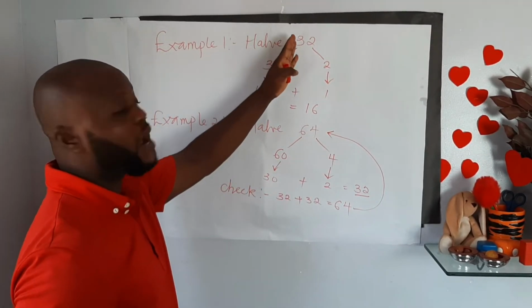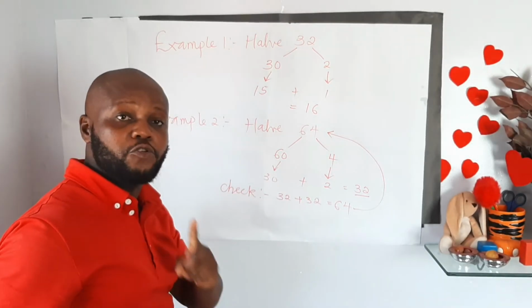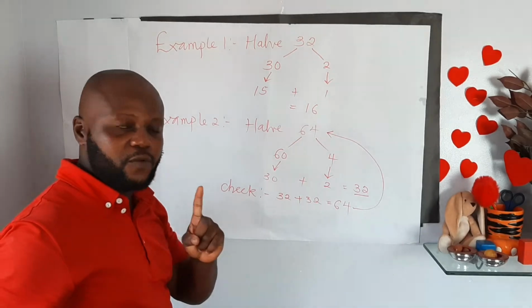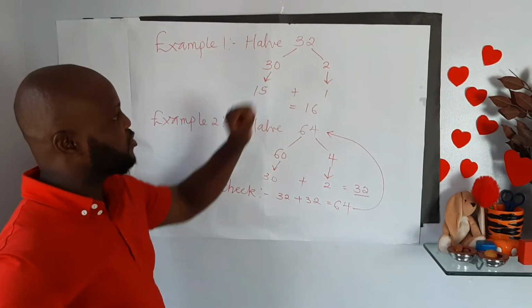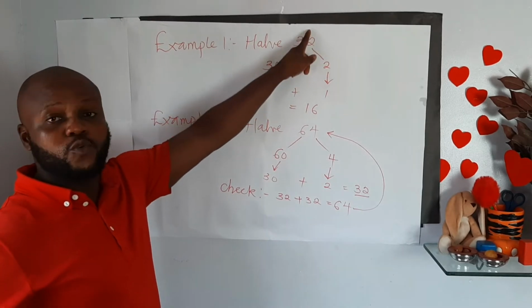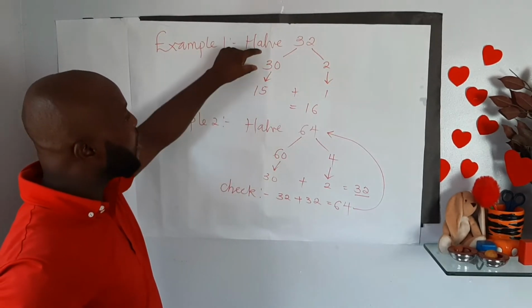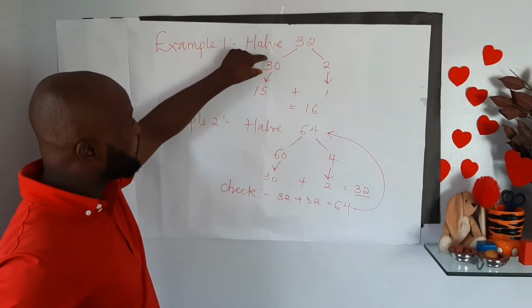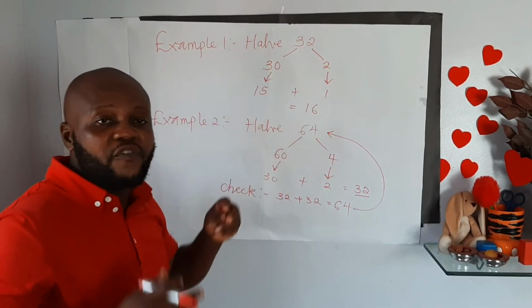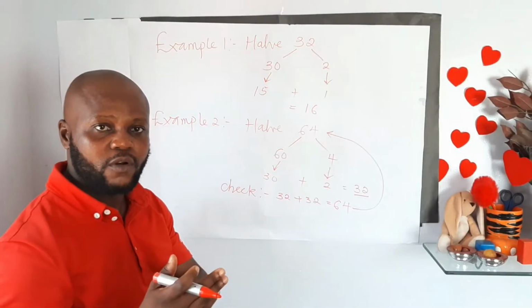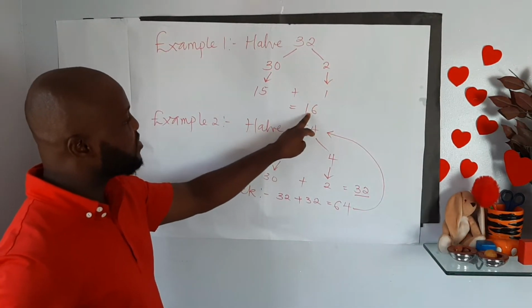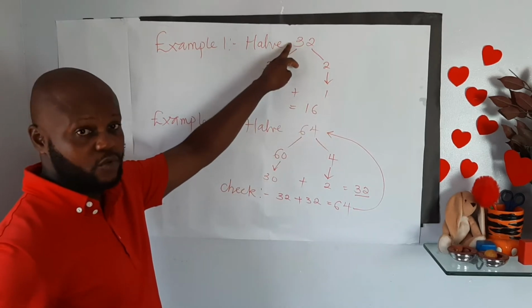So whenever you want to halve a particular number, the first thing you need to do is to partition the number based on its place value. I have a 2-digit number, which is 32. I know that this is 3 tens, which is 30. Then 2 ones, which is 2. Then if I have 30, I'll get 15. If I have 2, I'll get 1. Halving means dividing by 2. Alright, so 15 plus 1 is 16. So 16 plus 16 will also give us 32.